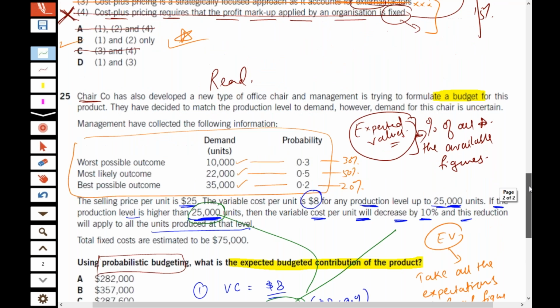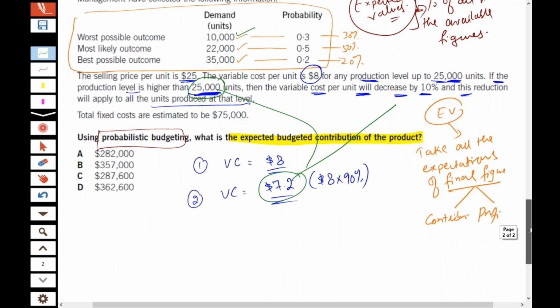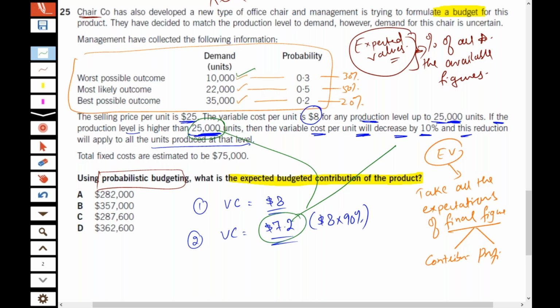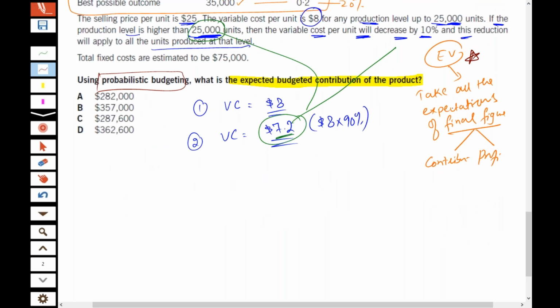Okay, now see this at 10,000. At 10,000, would the variable cost be 7.2? No, it will be 8. At 22,000, will the variable cost be 7.2? No, it will be 8. What about 35,000? It exceeds 25,000. The variable cost would be 7.2. Yes.